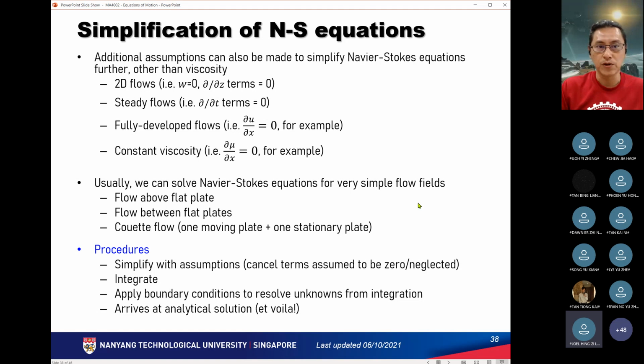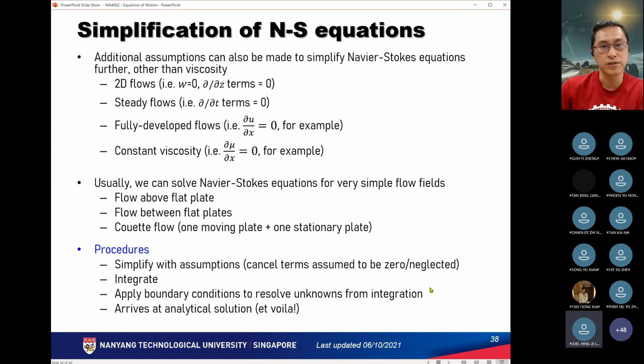It's hard to basically account for all sorts of flow scenarios. We can only simplify and solve Navier-Stokes equations for very simple flows, because the trouble with fluid dynamics is that the flow phenomena are all very nonlinear. It's only under the simplest of flow scenarios that we can make assumptions confidently. For example, we are still able to solve Navier-Stokes equations, putting in reasonably sound assumptions, for scenarios such as flow above a flat plate, boundary layer flow, flow between flat plates, or Couette flow, whereby we have one moving plate and one stationary plate.